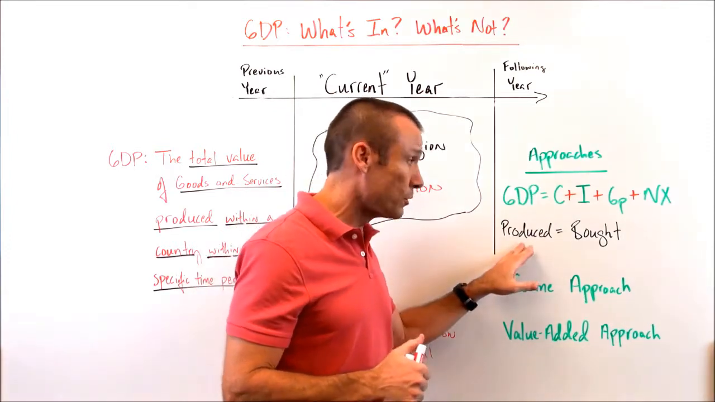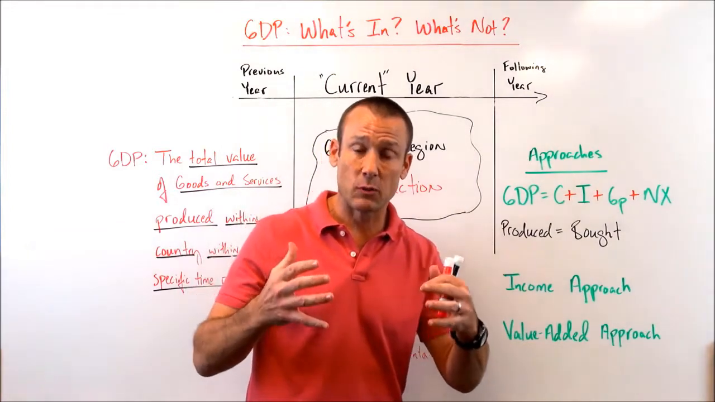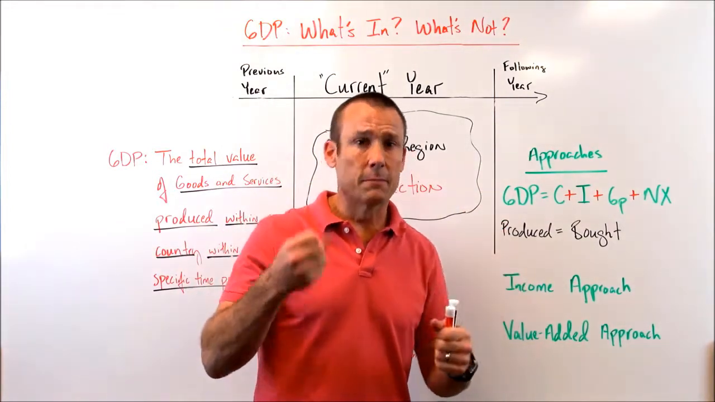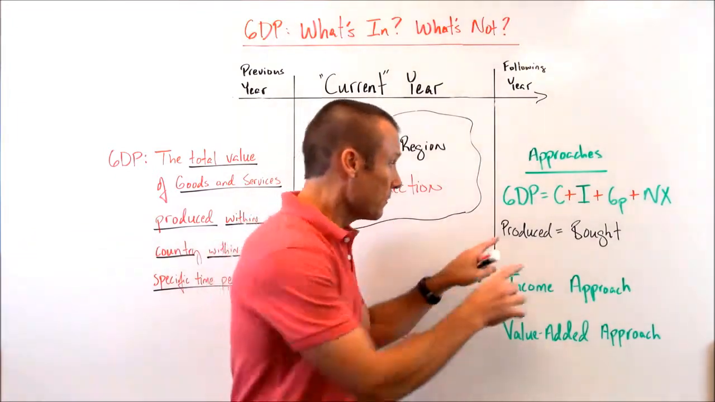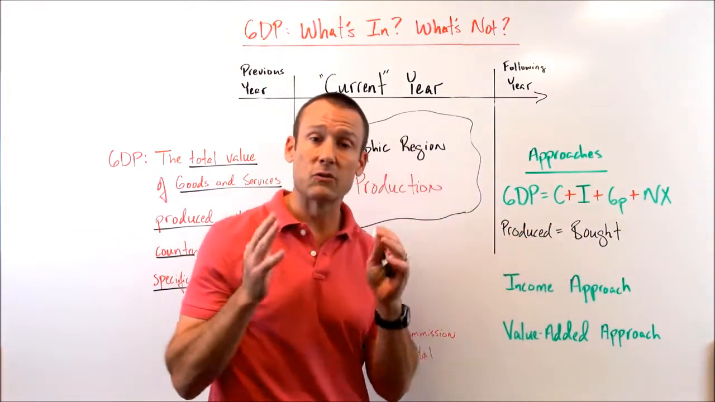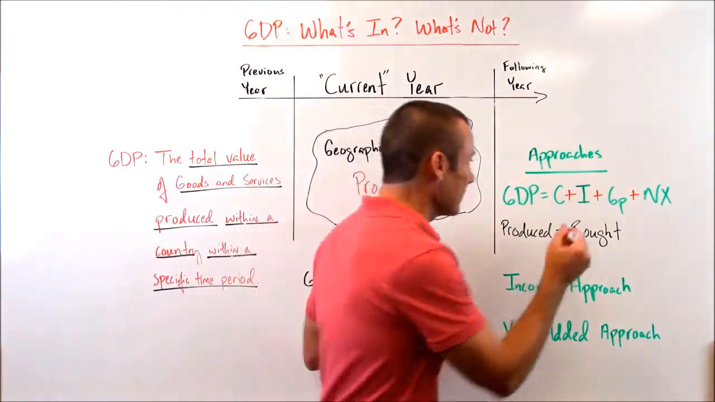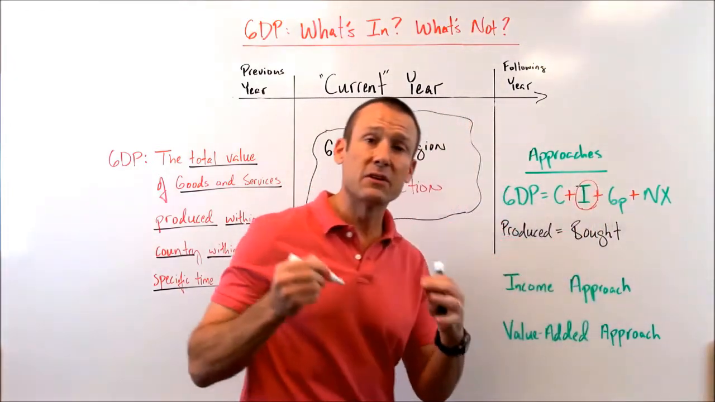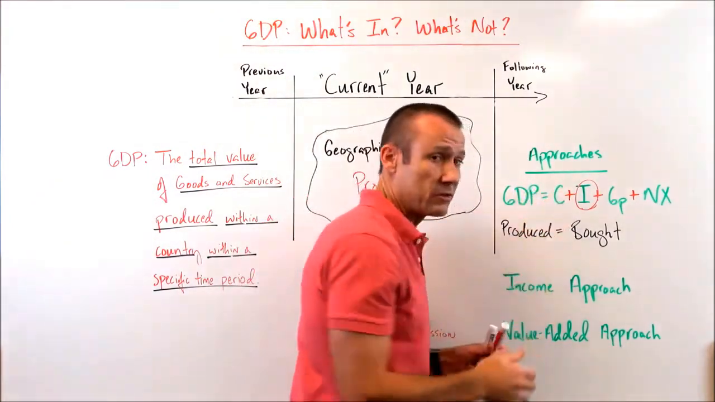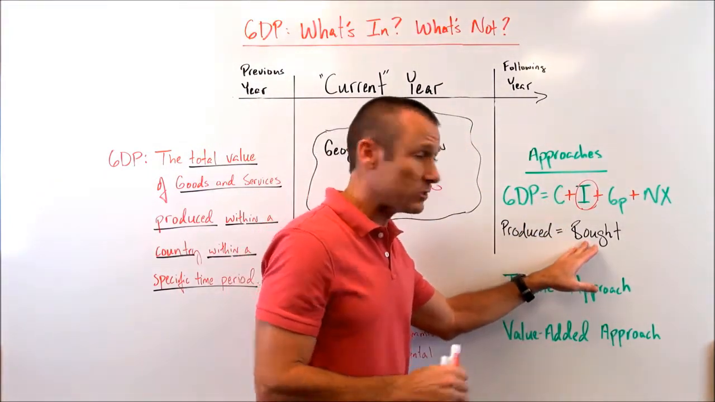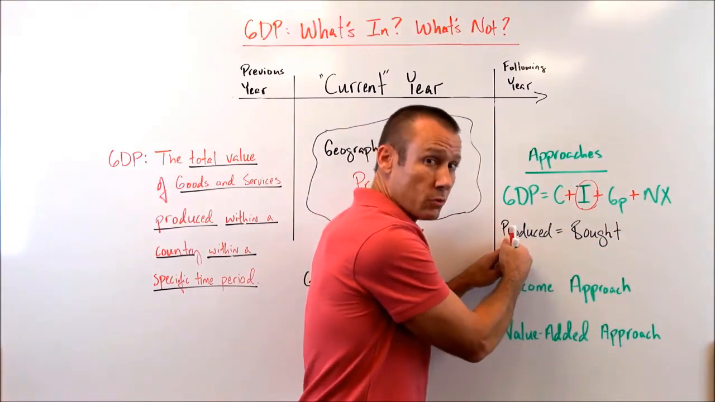And, of course, produced could be more than bought. That's pretty easy to understand, right? That'd be a situation where inventories would go up. But here's the big point. It's basically the point I've already been making: these could be different when inventories have changed. So inside of this I, we have inventory adjustments being made. So we make inventory adjustments to what was spent, that's this part, so that we can get what was produced.